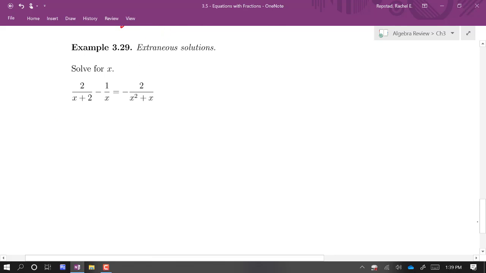All right, our last example. We're going to begin again by factoring denominators. There's no factoring to do on the left side, so I'm going to rewrite this just by giving myself a little bit of space after each term. On the right side, we could factor that denominator by taking out an x. And so that's x times x plus 1.